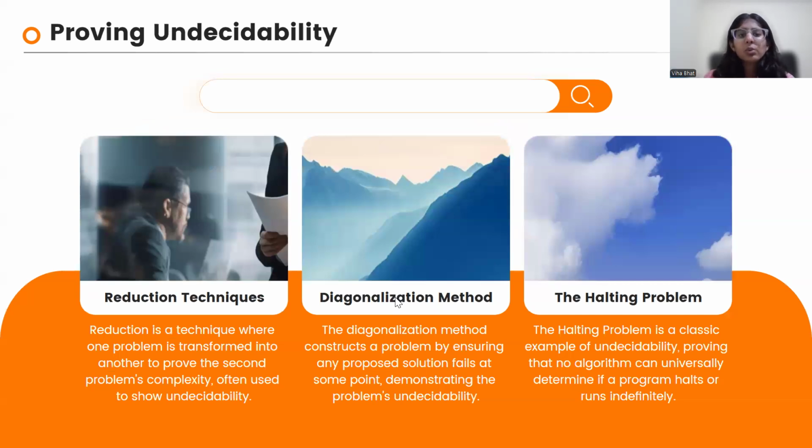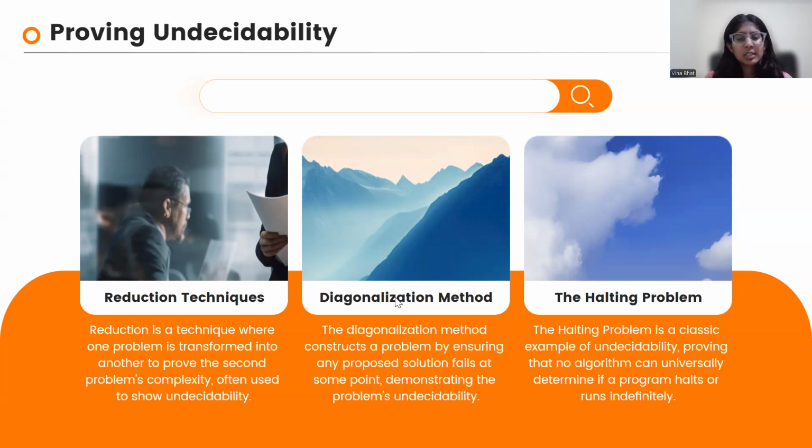So, how do we prove undecidability? What are the techniques or methods with which we can prove this? The first is reduction techniques. Reduction is a technique where one problem is transformed into another to prove the second problem's complexity, often used to show undecidability. This can be an example of conversion of a problem from one state to another state.